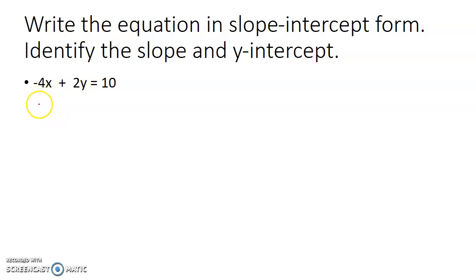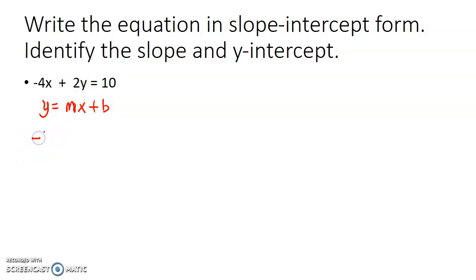Now we'll first write the general formula for the equation in slope-intercept form. The general formula is y equals mx plus b. So the point is, how do we convert this linear equation from the current form to the slope-intercept form? This simply means that we need to solve for the variable y.